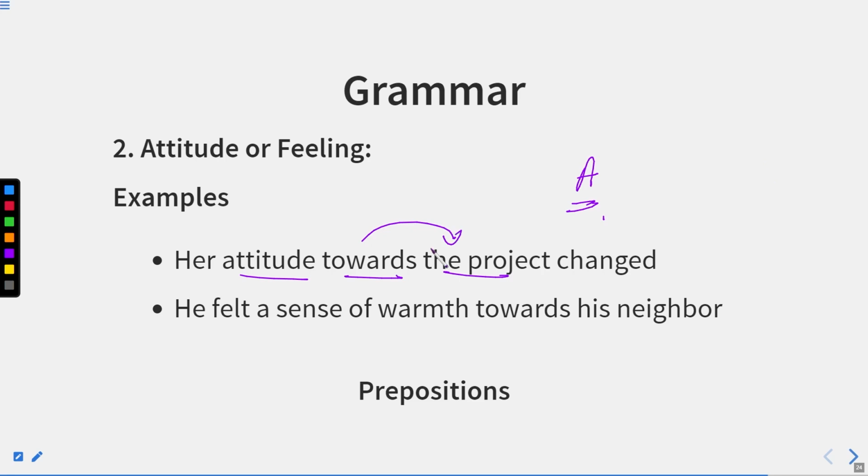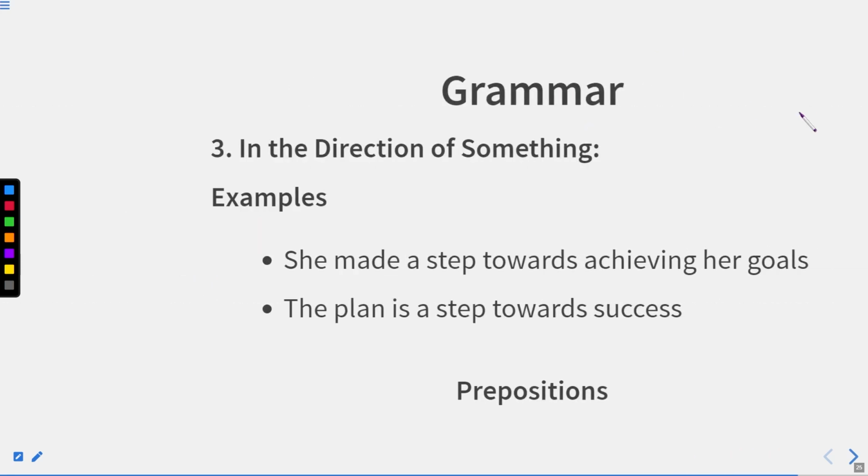He felt a sense of warmth towards his neighbor. So towards his neighbor means for his neighbor. Here towards means for. Here towards just behaves like for. Now let us move to the next one.